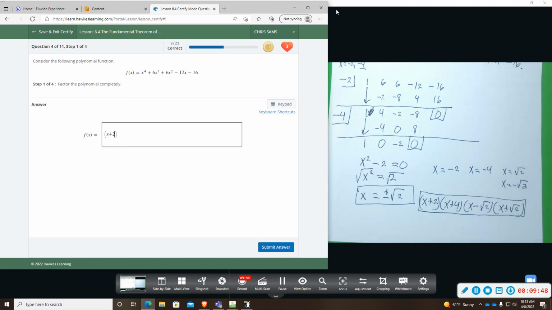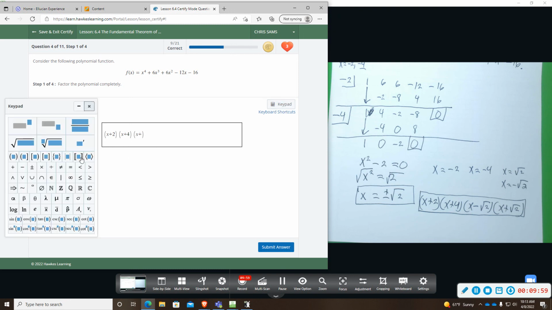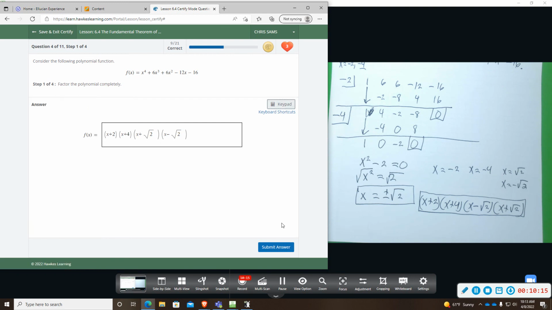x plus 2, x plus 4, x plus, need the keypad, square root of 2. And it doesn't matter that you put them in order. When you multiply, you can change the order. And then this is x minus square root of 2. All right, so that would be factored completely.